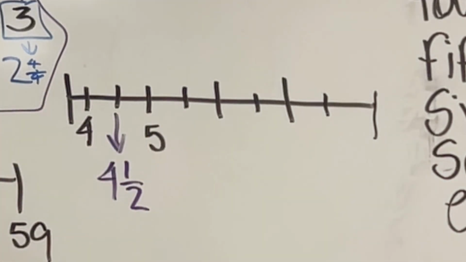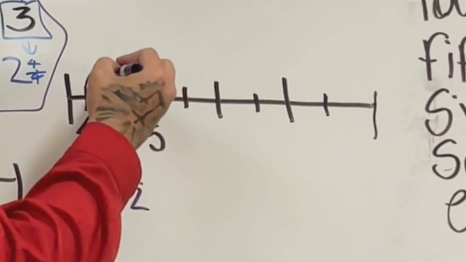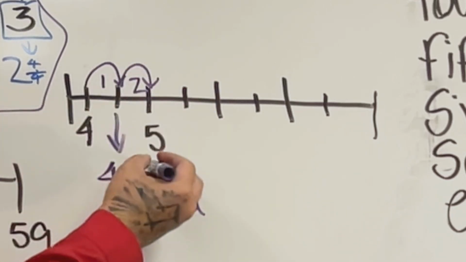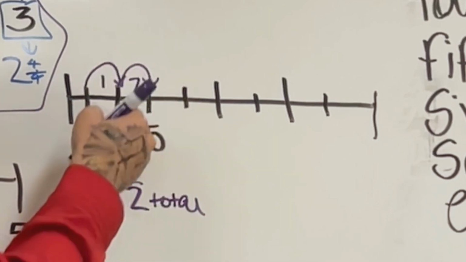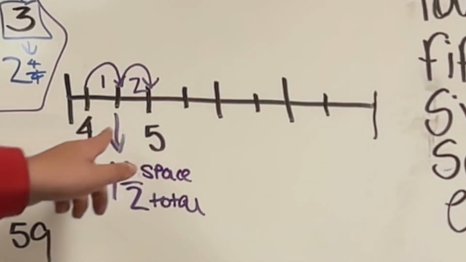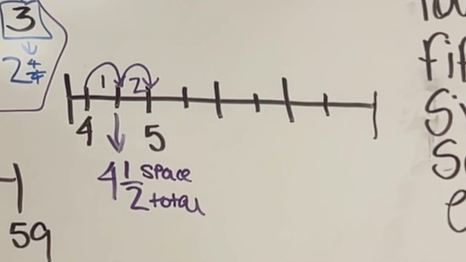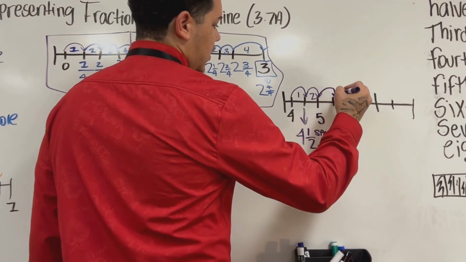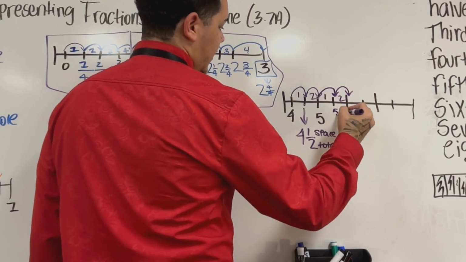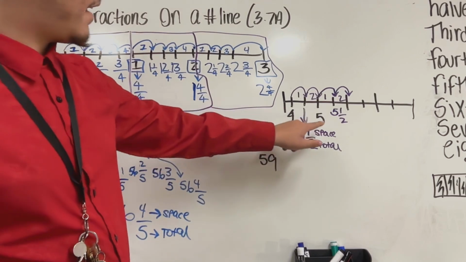How do I know that it's 4 and a half? Because if you take a look, how many times? 1, 2. So there are 2 total parts. So 2 total. And we're only on the very first space. Clearly, we are on the first space. Okay. So now let's take a look. If this is 4, 4 and a half, 5, what will come next? 5 and a half. Okay, see, look. 1, 2. So this will be 5 and a half. Okay, so we got 4, 4 and a half, 5, 5 and a half.